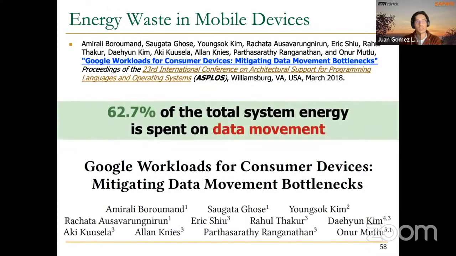Here you see another study from our group, published in 2018, showing that 62.7% of the total system energy on these Google consumer workloads, like Google Chrome, the VP9 codec, TensorFlow Mobile, and so on, is spent on data movement. You can find the details about these applications in the paper. So for all these workloads that we use every day in our cell phones or in our Chromebooks, 62.7% of the total system energy was spent on data movement.